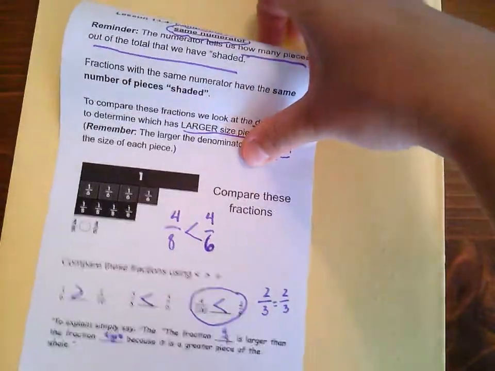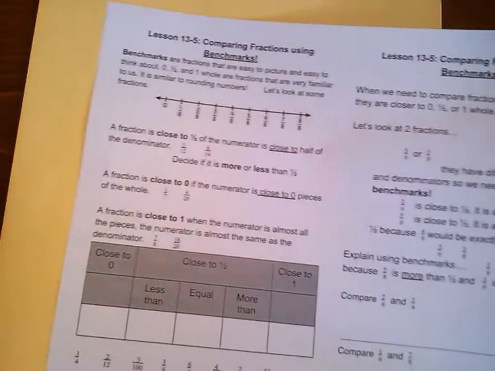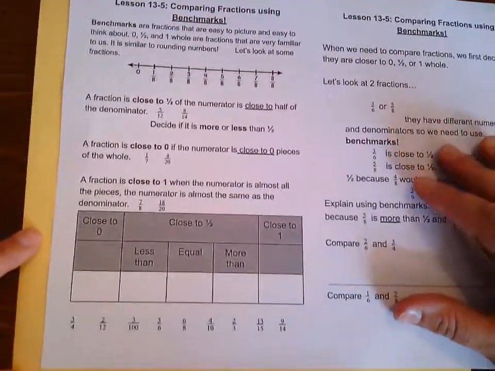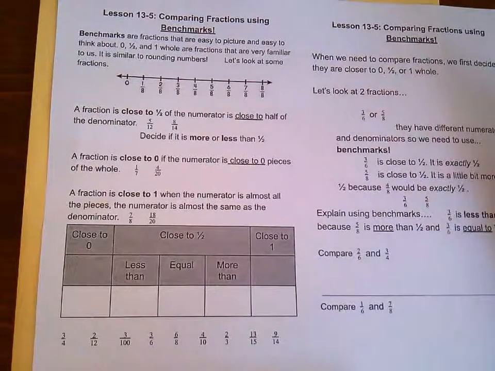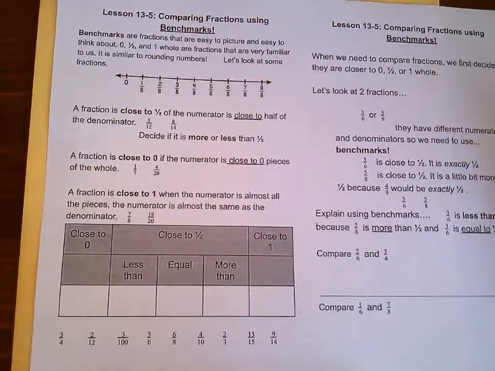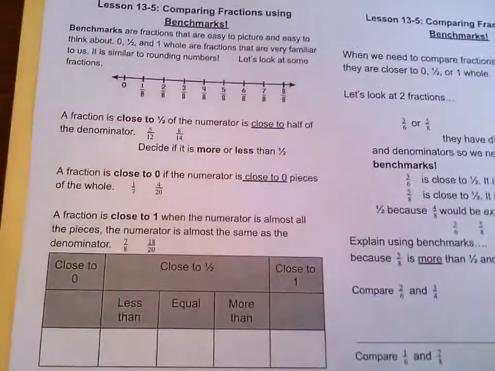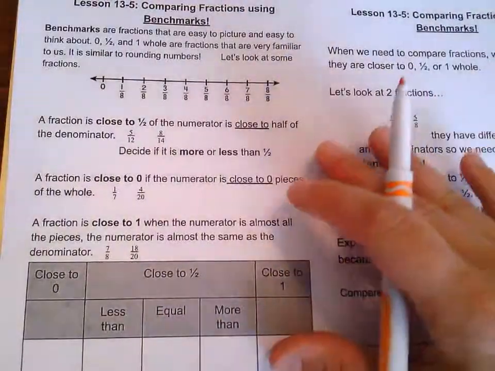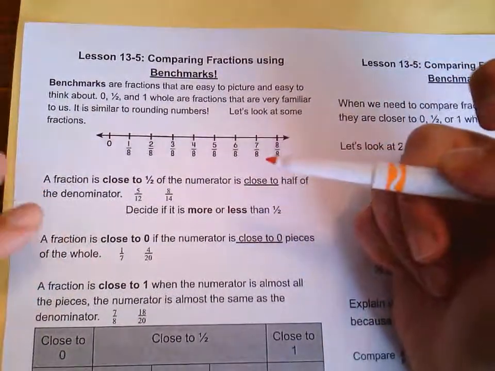Now, there are going to be times where we are comparing fractions, trying to figure out which fraction is larger, but the numerators and the denominators are both going to be different. So when that happens, we need to think about the size of each fraction, and in order to do that, we are going to be comparing them to benchmarks. To compare fractions that have different numerators and different denominators, there are several steps. So we want to reason about their size.